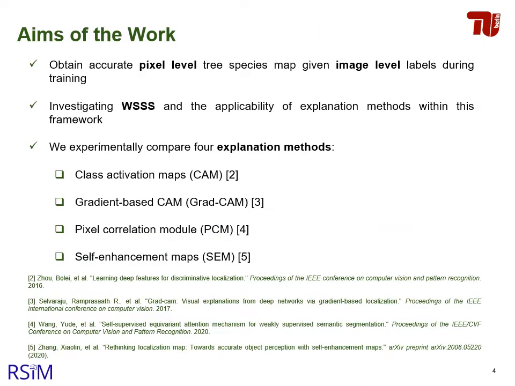So the aim of this work was to obtain accurate pixel-level classifications of tree species using only image-level labels during training, and to investigate the applicability of explanation maps within the framework of weakly supervised semantic segmentation. In particular, we investigated 4 methods: CAM, GradCAM, PCM, and SEM, and I will now explain each in a bit more detail.